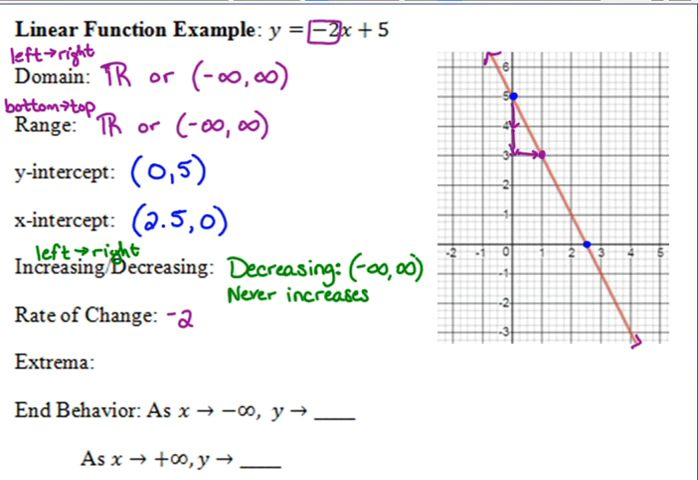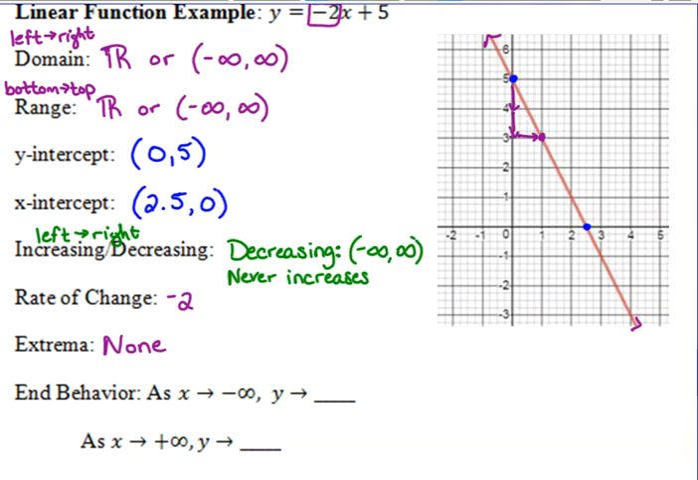Okay, extrema. Remember I told you that was just the combination of all maximums and all minimums. So is there a highest point to our graph, or is there a lowest point to our graph? No, we don't have either of those because it continues increasing, it continues decreasing. There's no highest point that we reach, there's no lowest point that we reach. It just keeps going in both directions. So this one has no extrema.